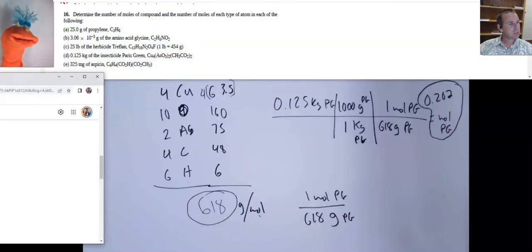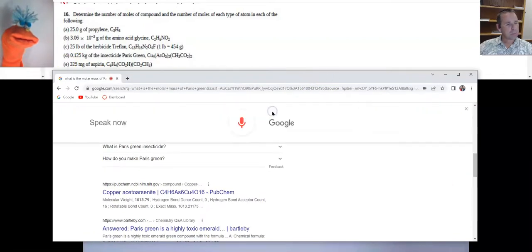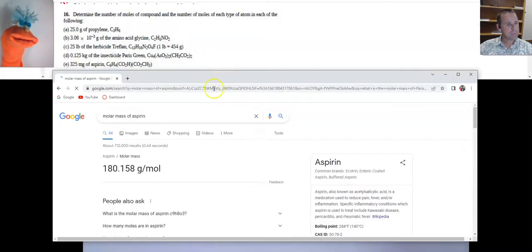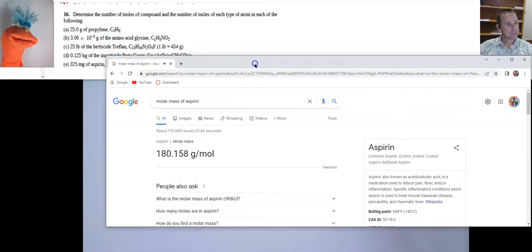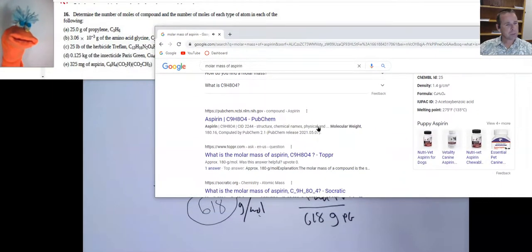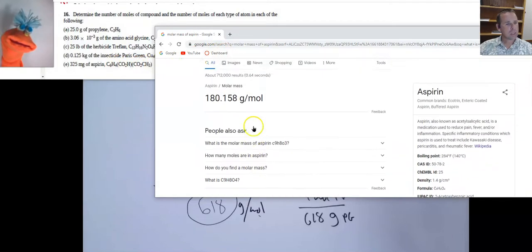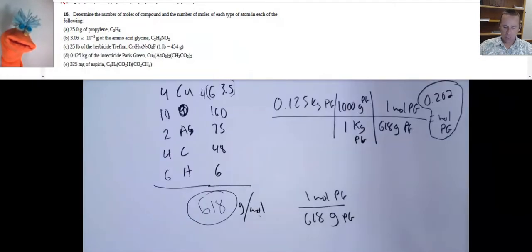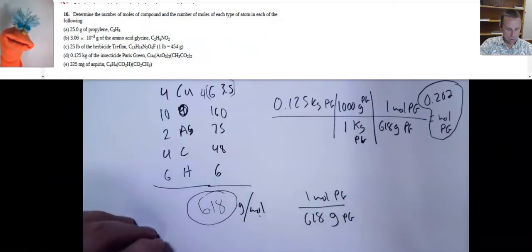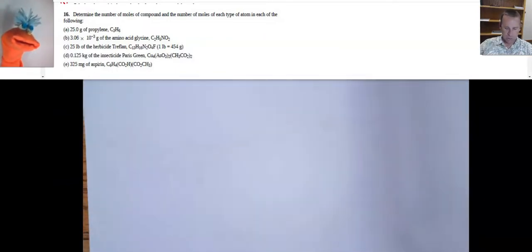325 milligrams of aspirin. Molar mass of aspirin? The molar mass of aspirin is 180.16 grams per mole. Now I want to double check the chemical formula here. 9 carbons. Hydrogens 8. Oxygens 4. Okay, so that looks good. 180.158. That's good.